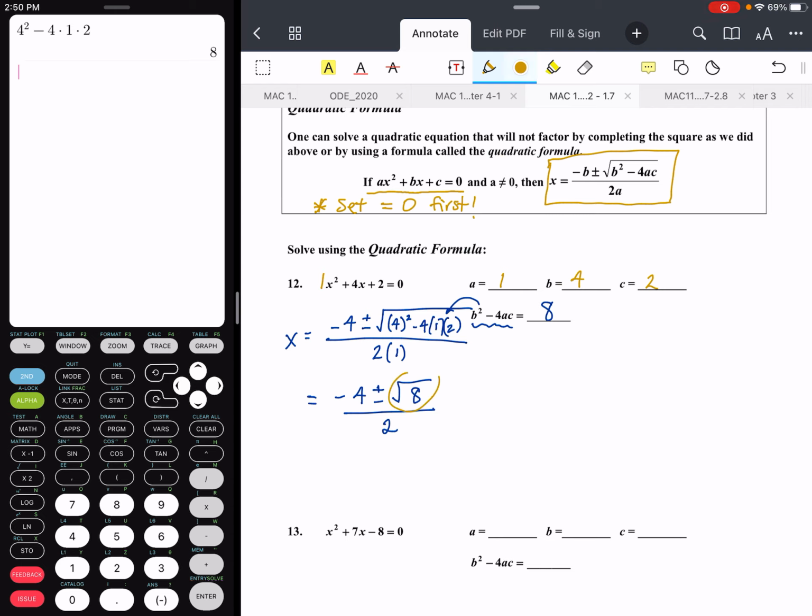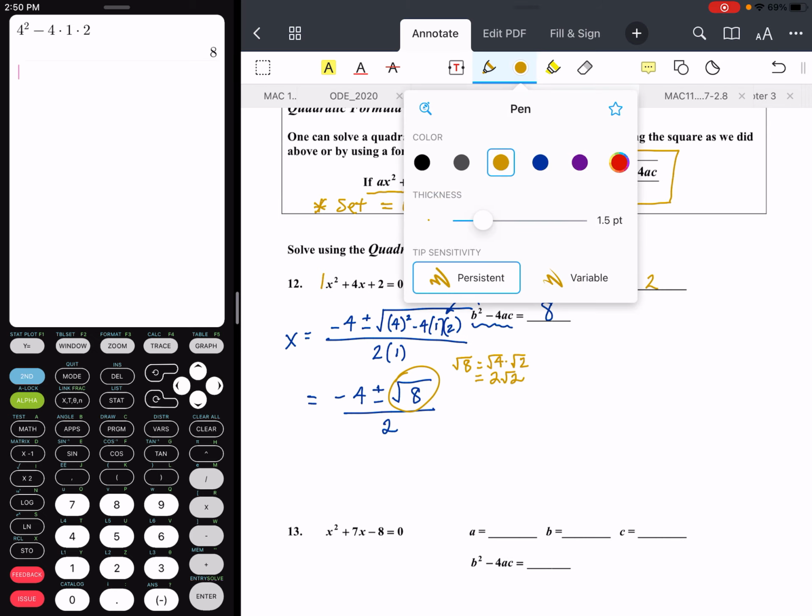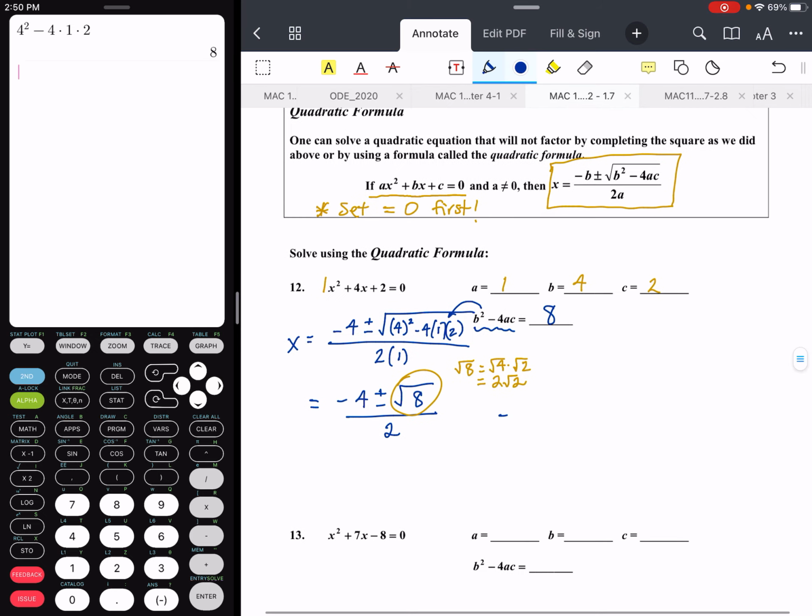And then the next step is we want to simplify this square root whenever possible. So we know square root of 8 is equal to square root of 4 times square root of 2, which is equal to 2 square roots of 2. So that means I can rewrite this as negative 4 plus or minus 2 square roots of 2, whole thing divided by 2.